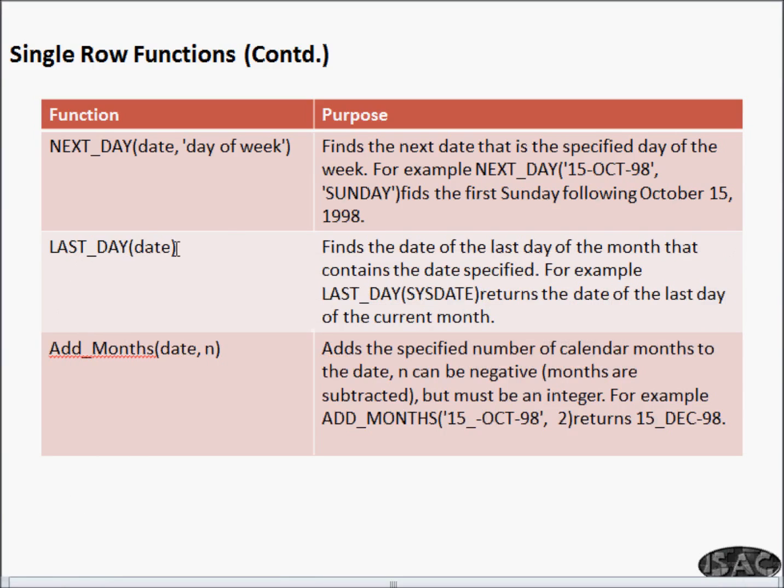Similarly, last day finds the date of the last day of the month that contains the date specified. So if I give today, what is the last day of the month? That I can get from the last day here. Add months: say the current date, I want to add 2 months here. So it will go to January, not November, right? So December and January, it will go to January. It will just add 2 months to the existing one. So see, 15 October, I'm adding 2, so now I'm getting 15 December, right? Okay, so these are the date functions.